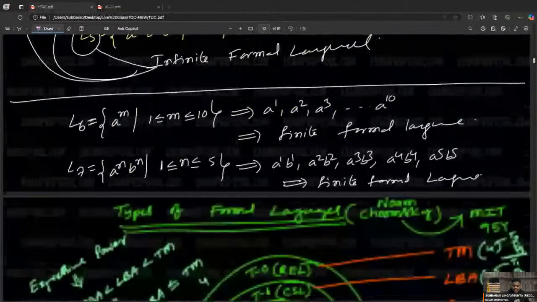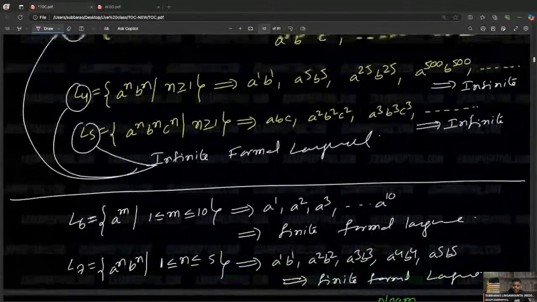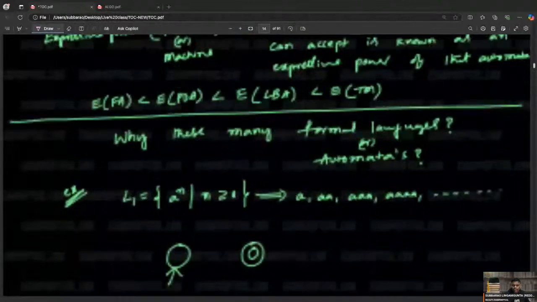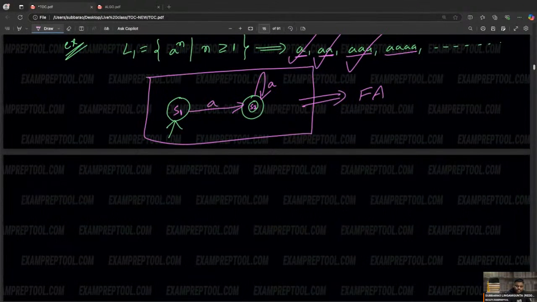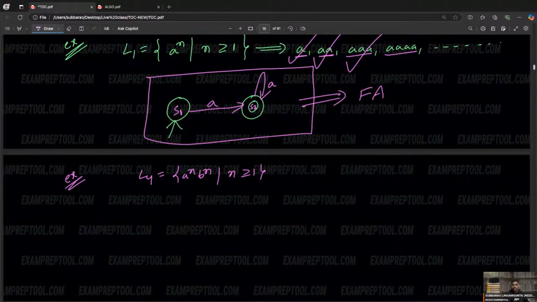Let's go for L4. Careful everyone. L1 purpose is done. Let's take L4. L4 is equal to A power n, B power n, where n is greater than or equal to 1.